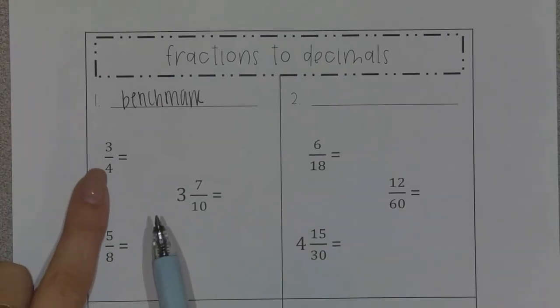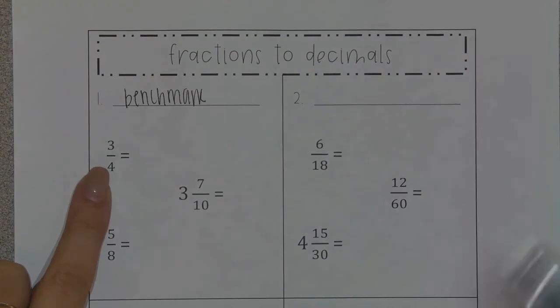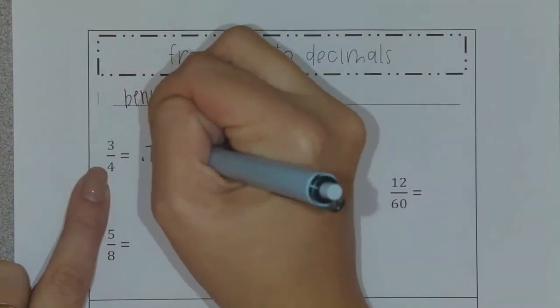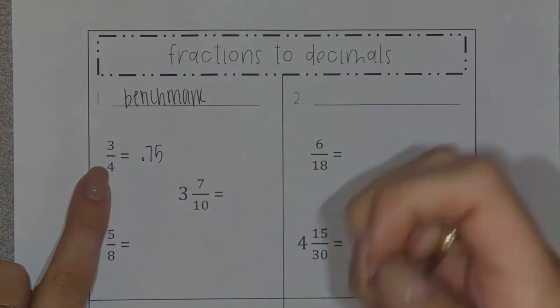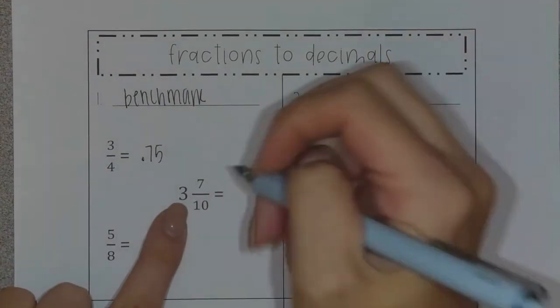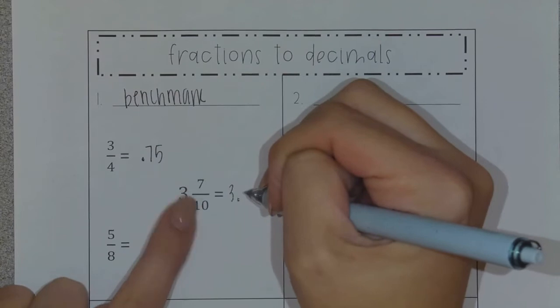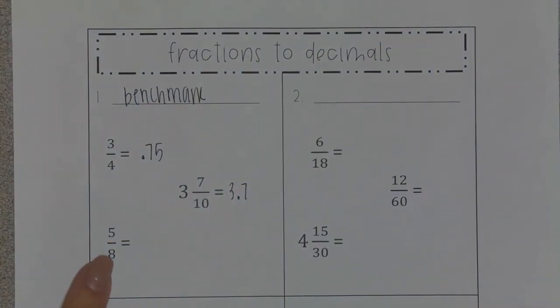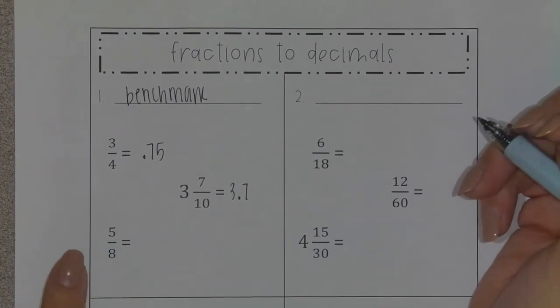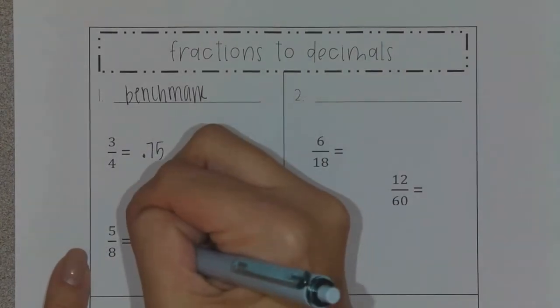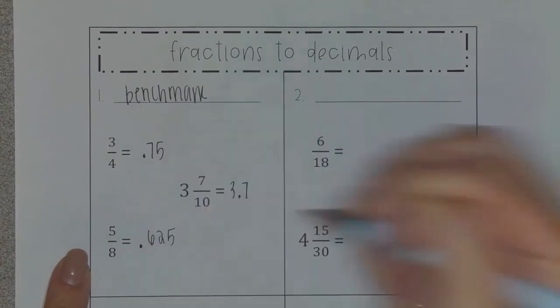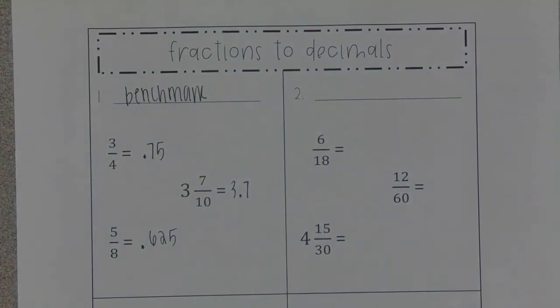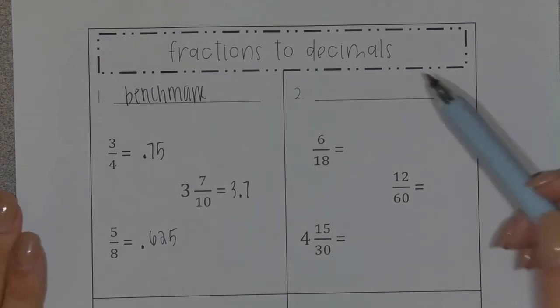So like 3/4, when I see that one, I go, oh, that's a benchmark fraction. So that would be 75/100ths as a decimal. 3 and 7/10, my whole number stays the same. 7/10 as a decimal is 0.7. And 5/8 as a decimal, we're going to sing our song that we're going to learn, but 5/8 is 625 thousandths, or in our song 0.625. Okay, so if you get lucky and it's a benchmark one, there's really not any work to show. You just know it off the top of your head.